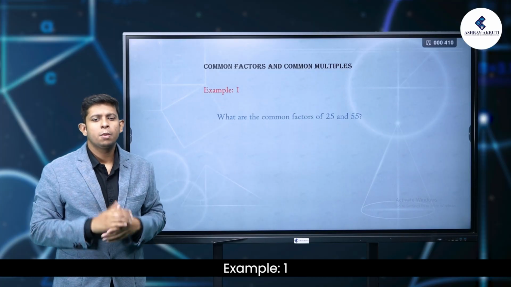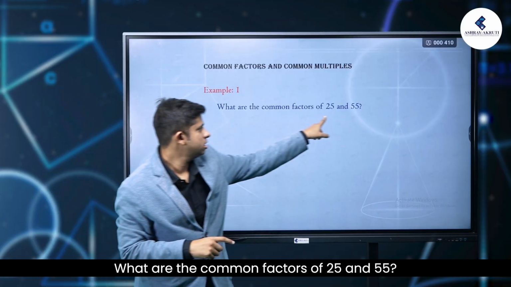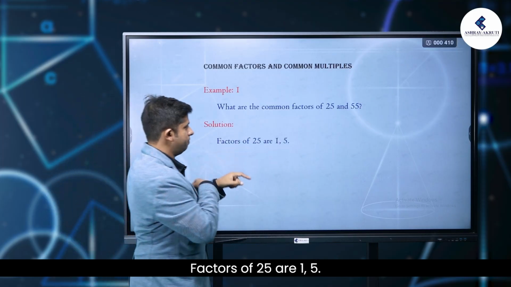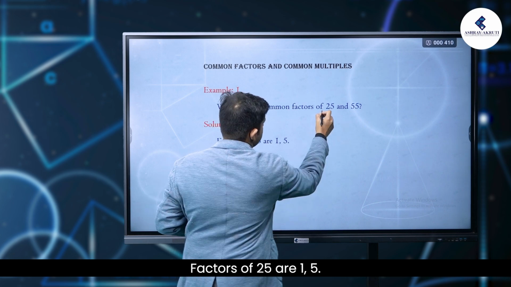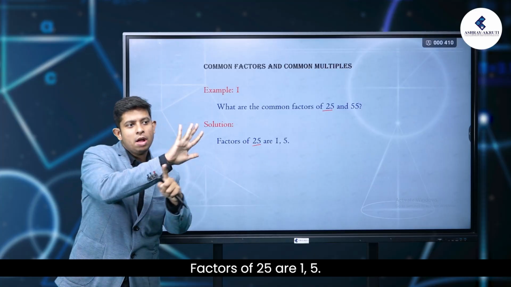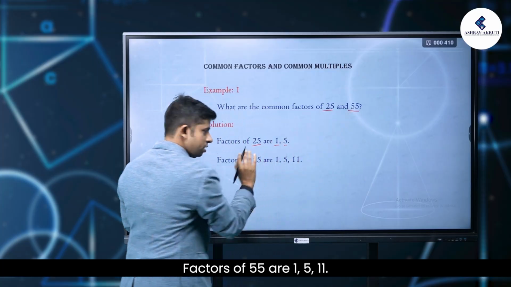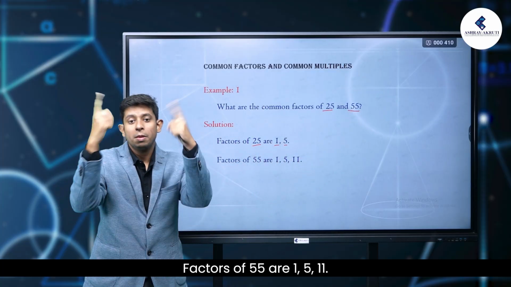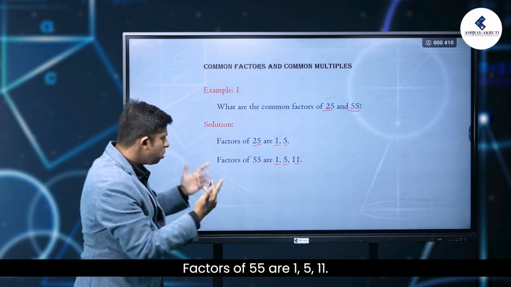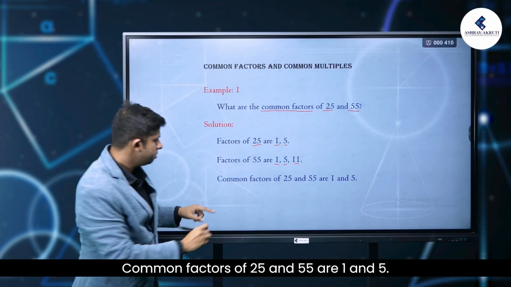Example 1. What are the common factors of 25 and 55? Solution. Factors of 25 are 1, 5. Factors of 55 are 1, 5, 11. Common factors of 25 and 55 are 1 and 5.